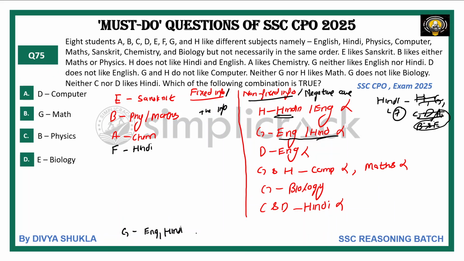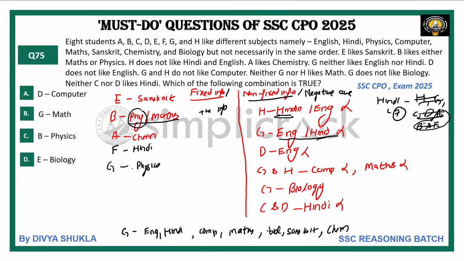G is not having computer, G is not having maths, nor biology, nor Sanskrit, nor chemistry. You can't write physics here because it's a choice. So 1 2 3 4 5 6 7, that means 7 subjects are eliminated, only one subject is remaining which we left here, that is physics.